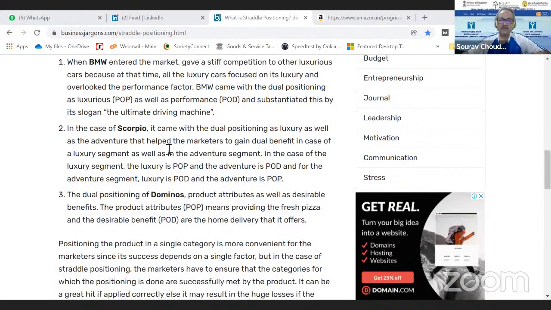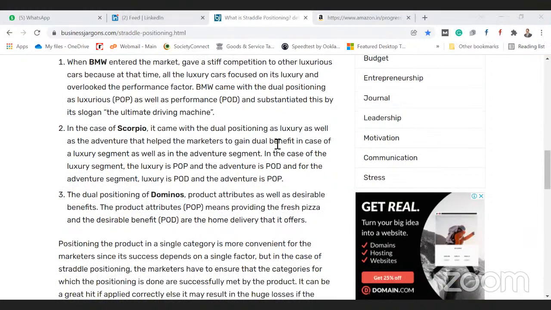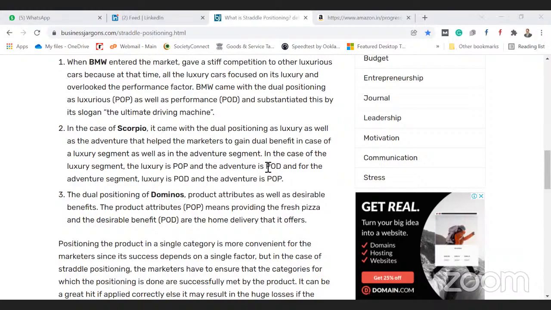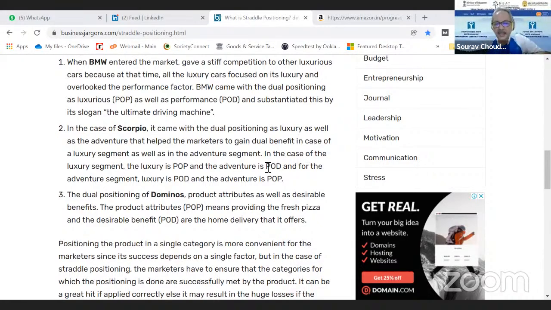Okay, Scorpio. When this car came, they also gave the customer another reason to buy that product. Exactly, another reason to buy that product. In Scorpio, they said luxury, so they were in the luxury segment. That was the point of parity. And adventure. Scorpio said my point of difference is I'm an adventure car. That's another reason to buy. So this is a straddle position. Some point of parity, some point of difference. At this point, the audience becomes more focused. Exactly. And this point of parity is to bring them into that segment.